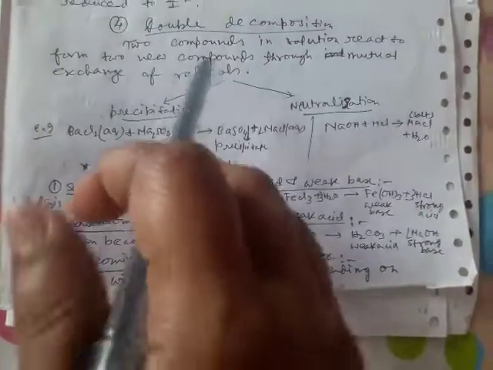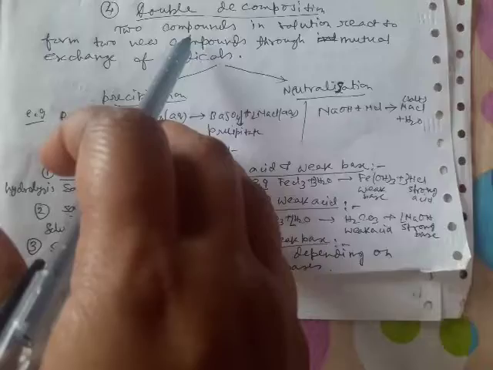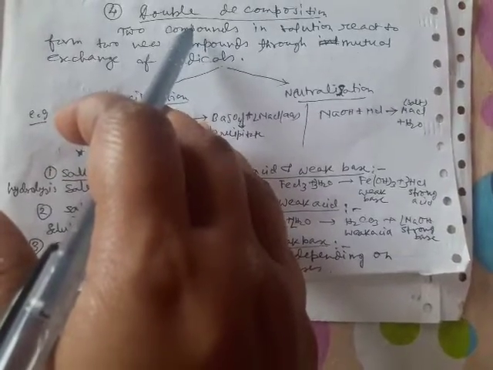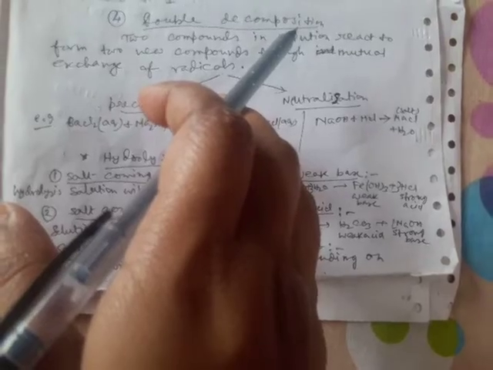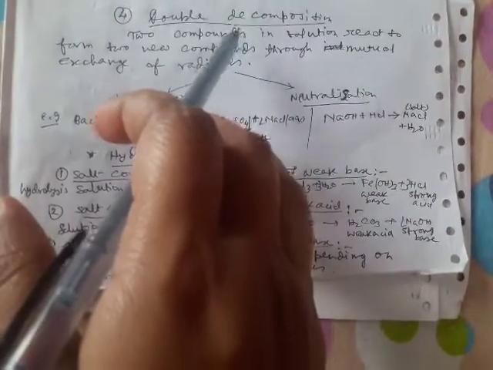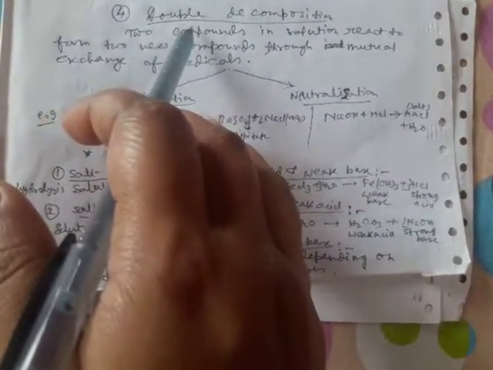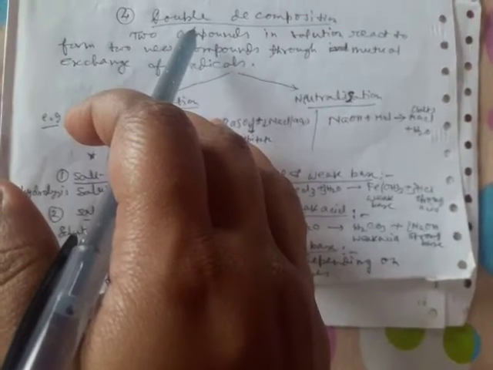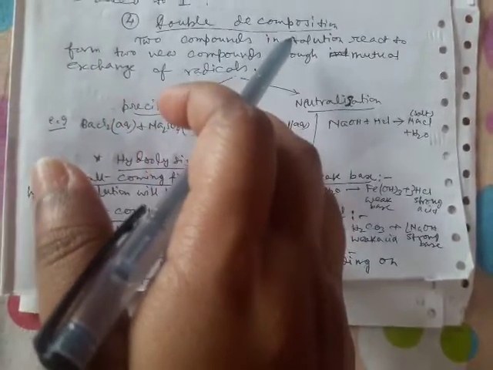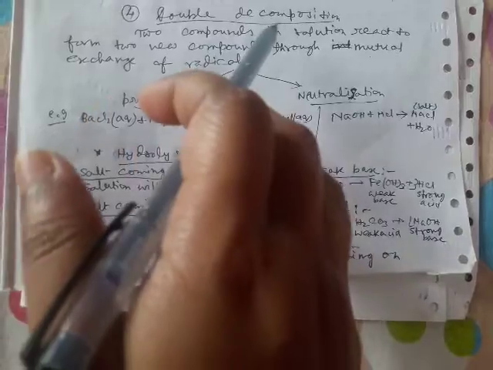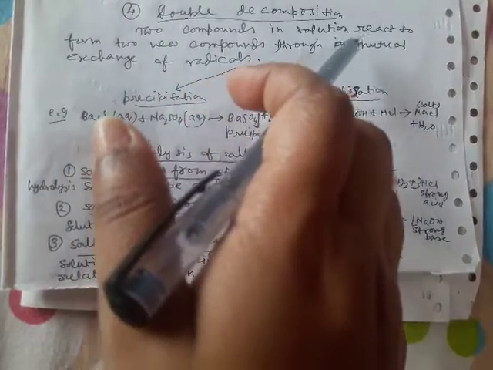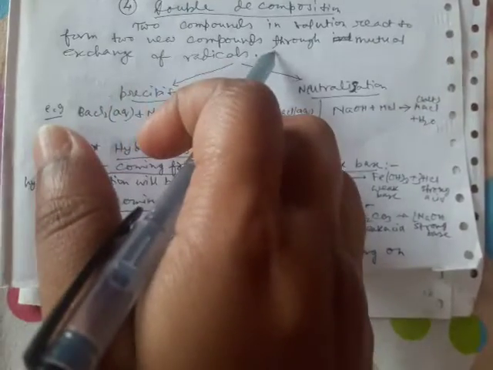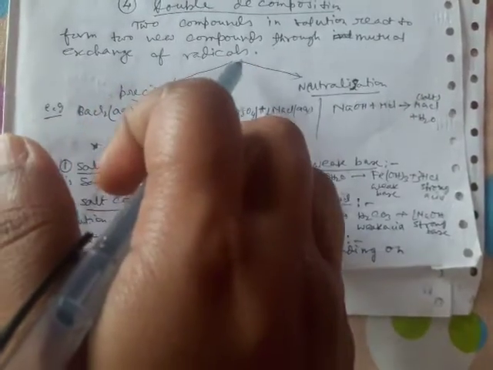Hello students. So far you have learned about different types of chemical reactions. Those are addition, decomposition and displacement reaction. Today I shall discuss double decomposition reaction. What is double decomposition reaction? Two compounds in solution react to form new compounds through mutual exchange of radicals.